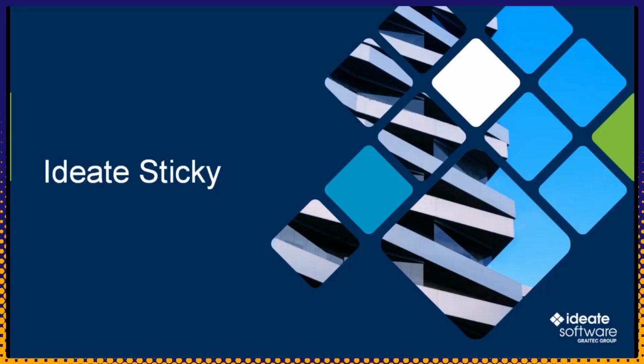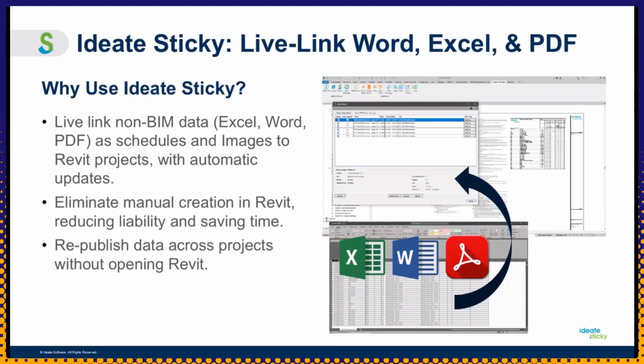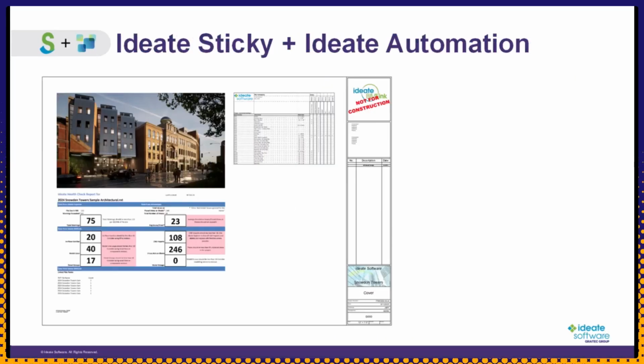Let's talk about visual fidelity, a key part of the user experience with Ideate Sticky. Ideate Sticky is designed to bring in important non-BIM data like Excel files, Word documents, and PDFs directly into Revit. While this data is not model geometry, it's often critical to the project. By pairing Ideate Sticky and Ideate Automation, teams can seamlessly schedule and deliver model health insights directly into Revit, ensuring consistent communication and enhanced project transparency for downstream users.